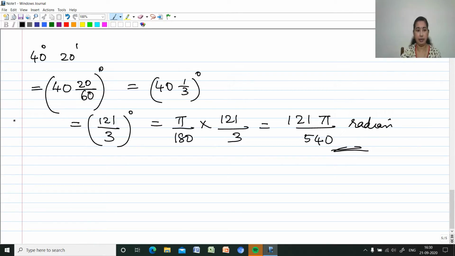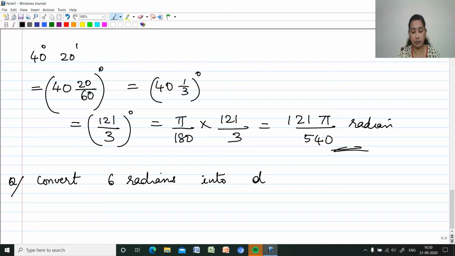Now in the same way we can convert radians to degree. We move on to an example question. Convert 6 radians into degree measure.